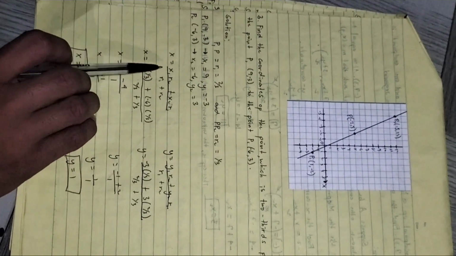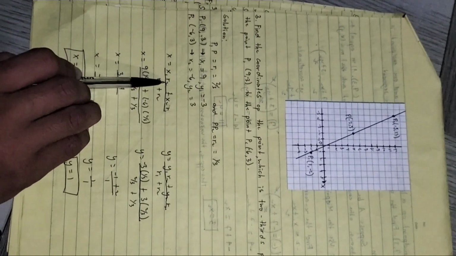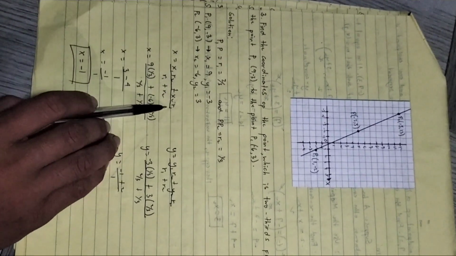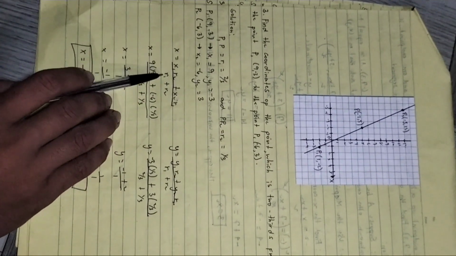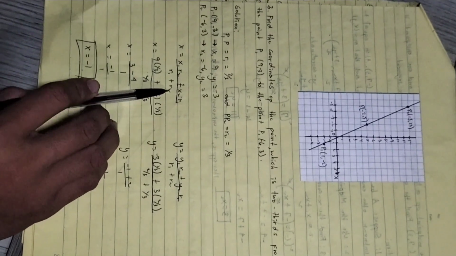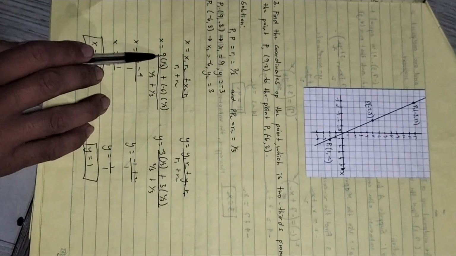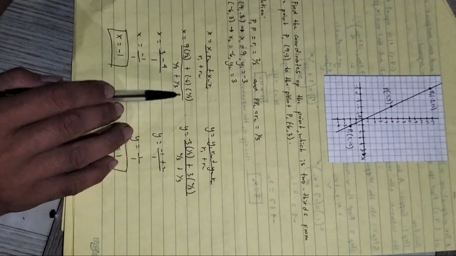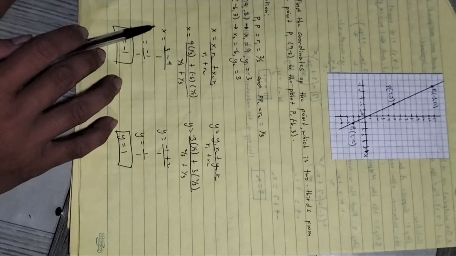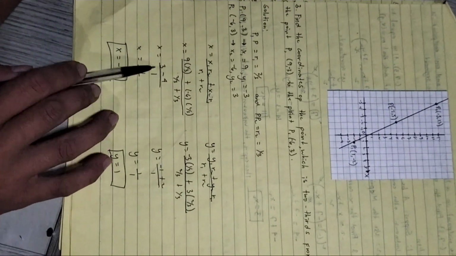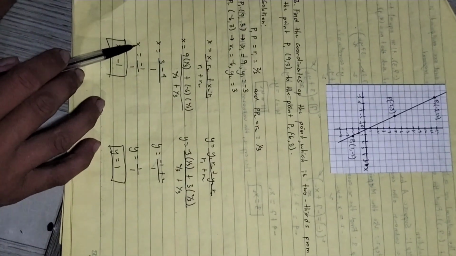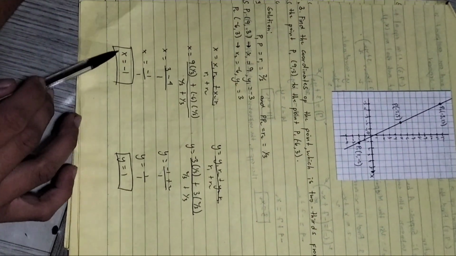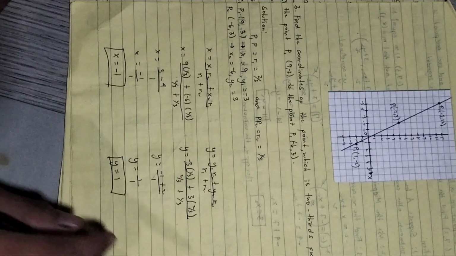So x is equal to x sub 1 times r sub 2 plus x sub 2 times r sub 1 over r sub 1 plus r sub 2, is equal to 9 times 1/3 plus negative 6 times 2/3 over 2/3 plus 1/3. And x is equal to negative 1 over 1. Therefore, the final answer is x is equal to negative 1.